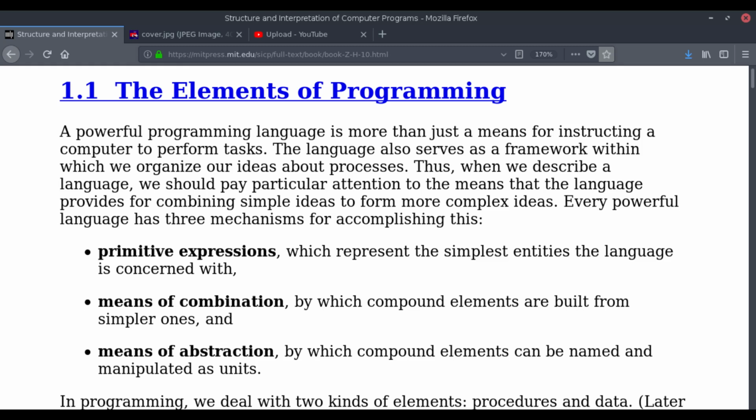Every powerful language has three mechanisms for accomplishing this. Primitive expressions, which represent the simplest entities the language is concerned with. Means of combination, by which compound elements are built from simpler ones. And means of abstraction, by which compound elements can be named and manipulated as units.